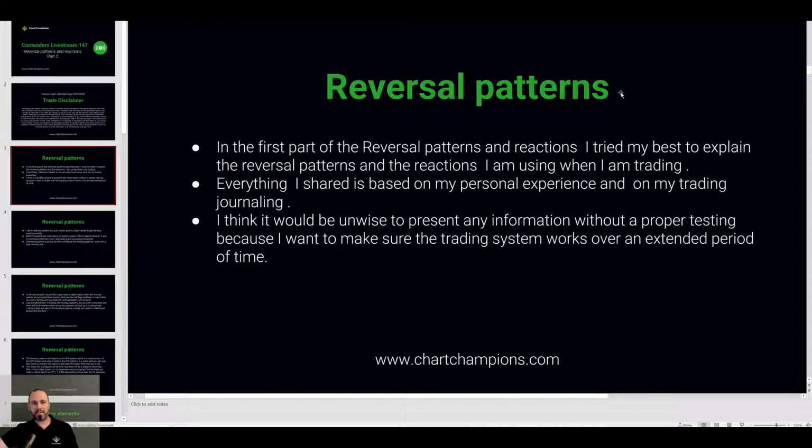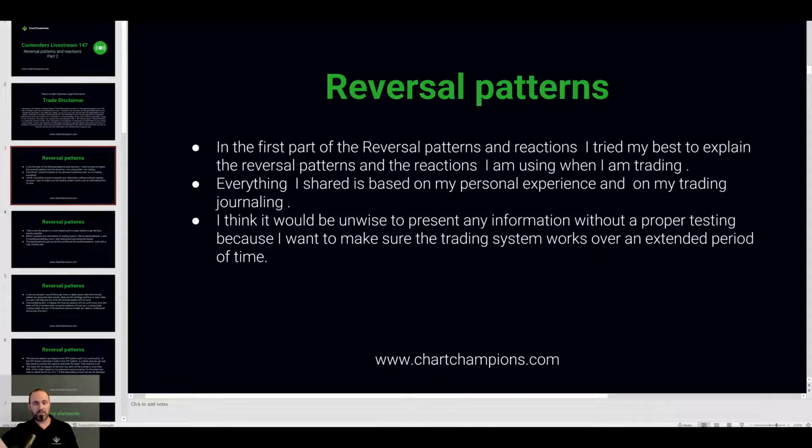So the reversal patterns. In the first part of the reversal patterns and reaction, I tried my best to explain the reversal pattern and some of the reactions that I'm using when I'm trading. Everything I shared is based on my personal experience and on my trading journaling. I think it would be unwise to present any information without the proper testing because I want to make sure the trading system works over an extended period of time.